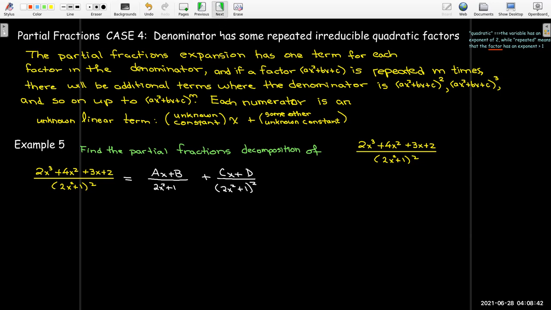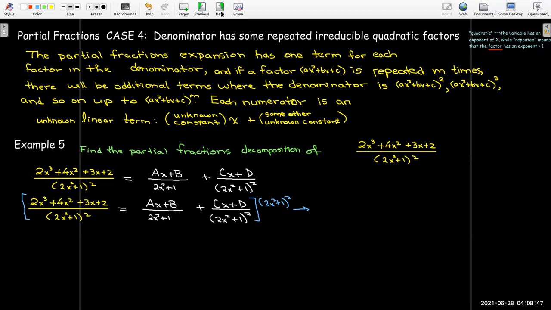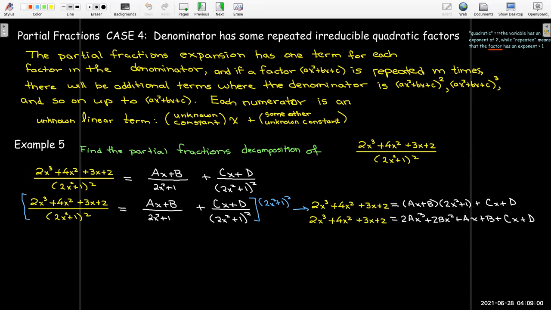Let's multiply both sides by the LCD. And that'll give us a polynomial equals another polynomial. We'll go ahead and multiply out on the right-hand side. And now we'll just set the corresponding coefficients equal to each other to get a system of equations. This is fairly simple. I only have 2a on the right-hand side, so that's got to equal 2 on the left-hand side. I only have 2b times x squared, so that's got to equal 4. For the x terms, I have an ax plus cx, so a plus c has to equal 3. And then for the constants, I have b plus d, that has to equal 2.